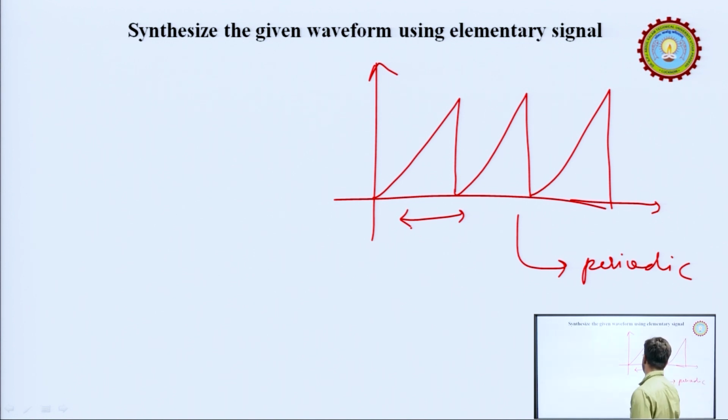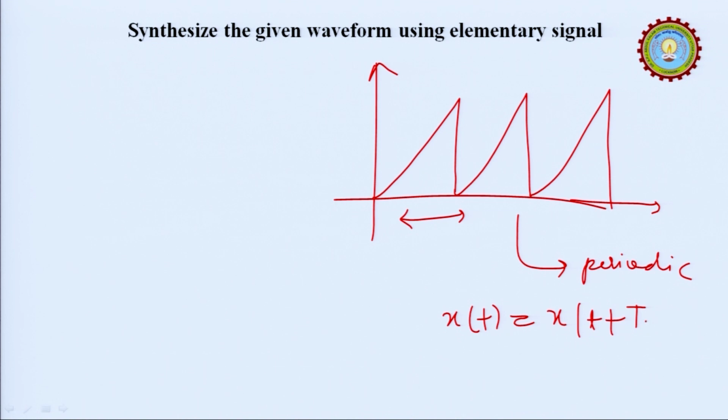What is the mathematical relation of a periodic signal? If x(t) is equal to x(t + T0), then if a signal follows this, you can call that signal a periodic signal. Also, what is this T0? This T0 is the fundamental time period.